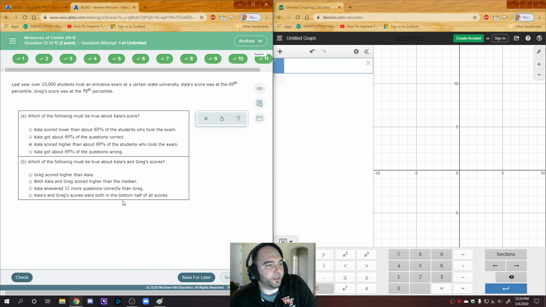Were their scores both in the bottom half of all scores? No, that would have to be both under 50, right? So therefore, going backwards, the only answer that could have worked is this one. Both Kayla and Greg scored higher than the median. Yes. The median is always the 50th percentile. If you find the median of something, you're finding the 50th percentile, which is like the halfway point. They just have a not as fancy way of saying it. They just say the median.